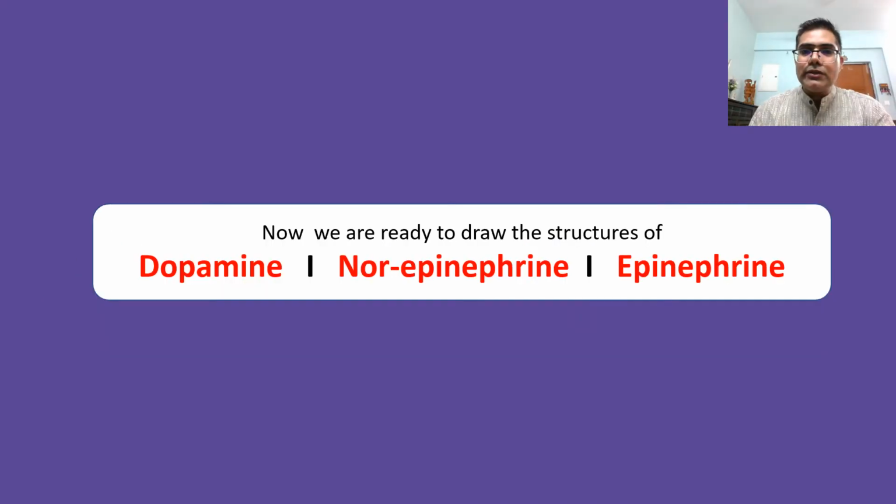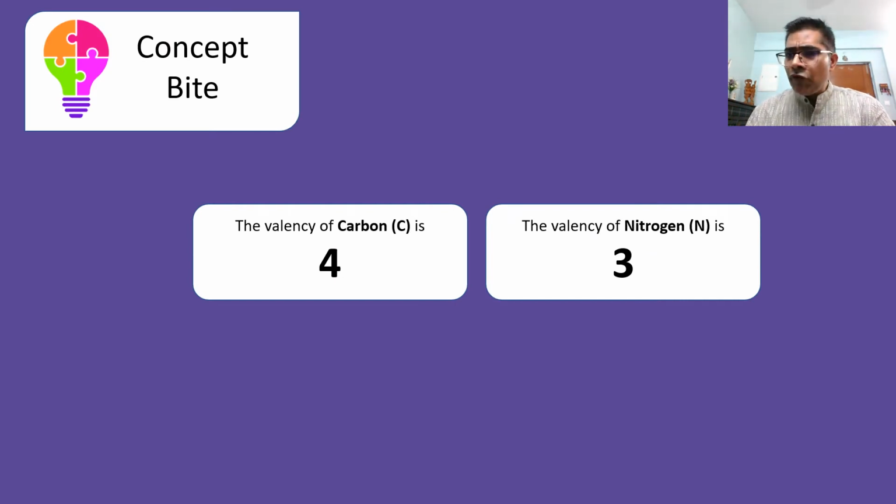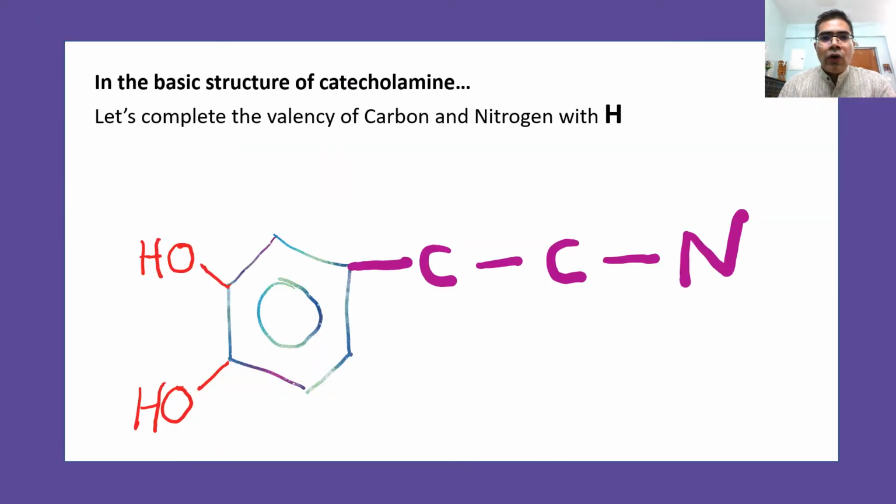I'm sure friends, now you have understood the basic makeup of the catecholamine, and now we are ready to draw the structures of dopamine, norepinephrine and epinephrine. These all three together are called the catecholamines. Moving forward, all of you know this: the valency of carbon is 4 and the valency of nitrogen is 3. So let's start. This is the basic structure of catecholamine. In the catechol part, no problem. In the amine part, let's complete the valency of the carbon and nitrogen with H.